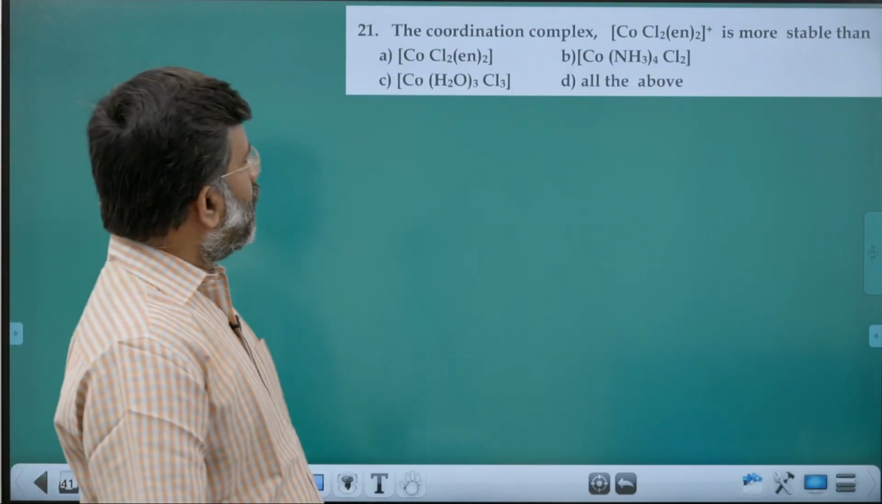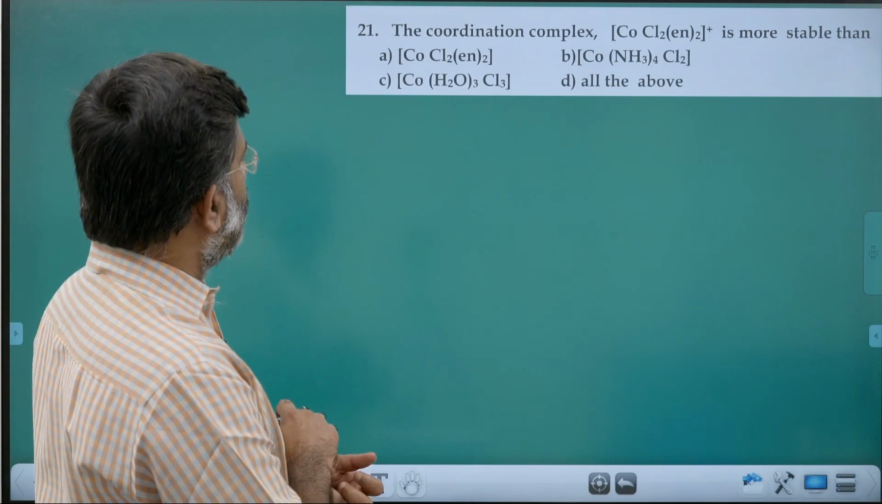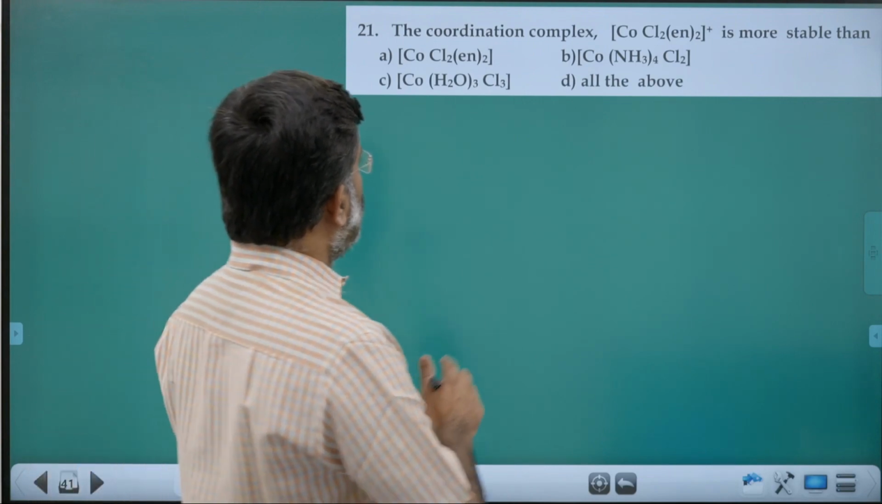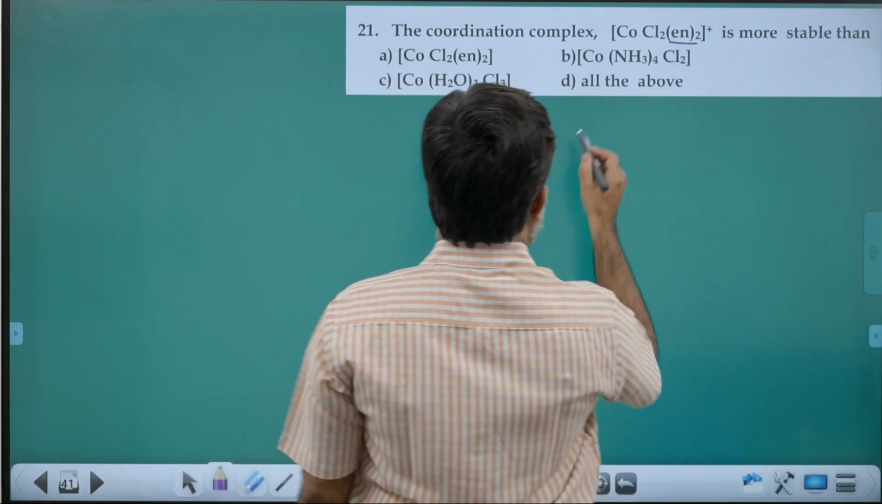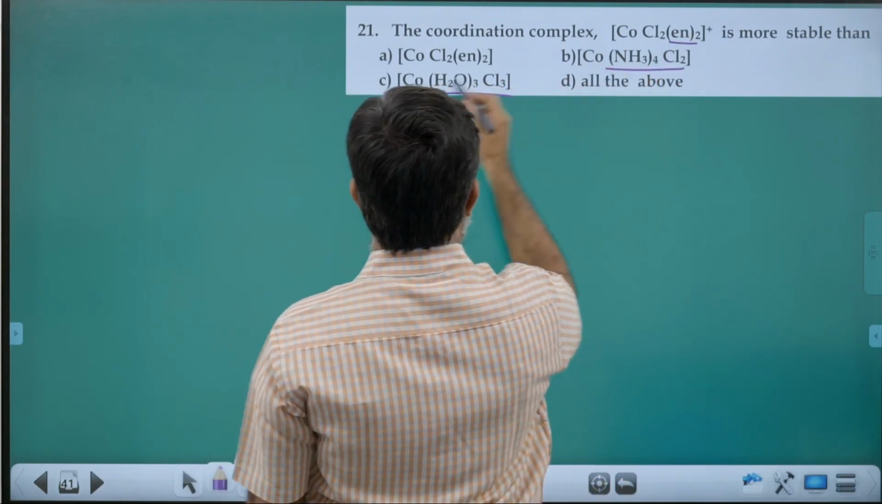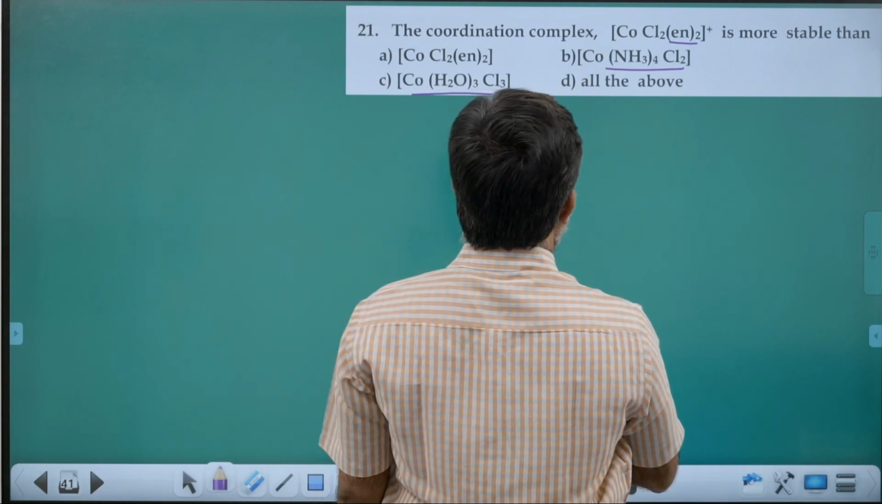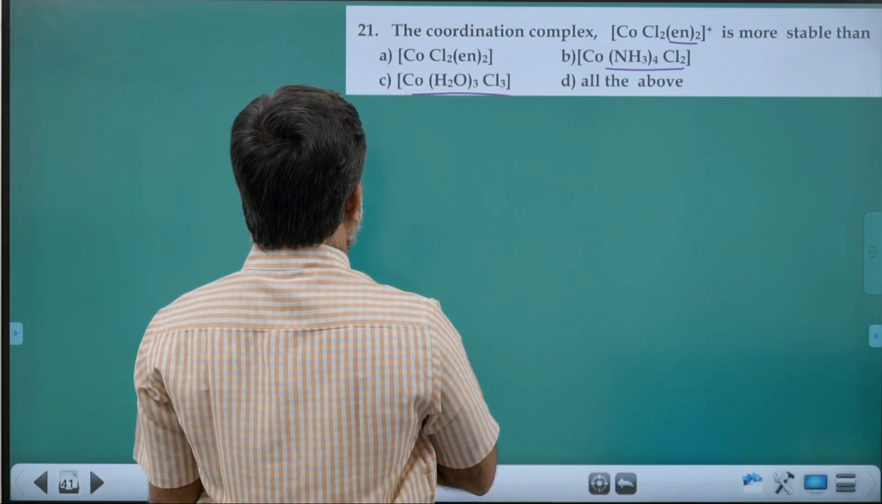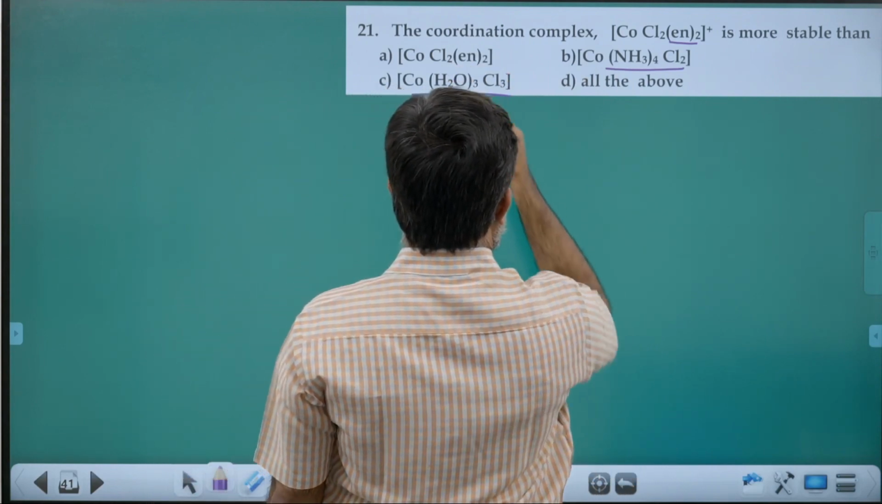The given complex is more stable than the others. You see, there is en available here, and here there is no en. So definitely this is more stable than B and C. What about A? Of course it is more stable than A also.